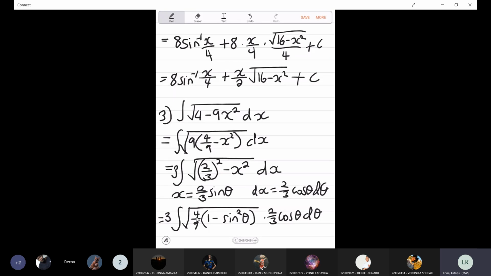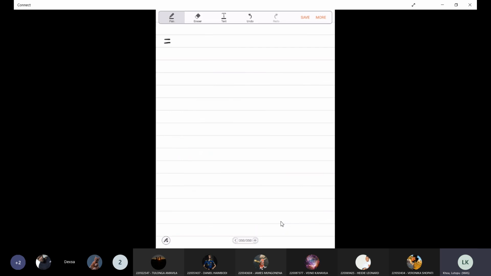So here square root of 4 over 9 is 2 over 3. The 2 over 3 will multiply with that 2 over 3. I'll end up with 4 over 9. And 1 minus sine squared theta is cos squared theta. The square root of that is just cos theta. So I have cos theta times cos theta, which is cos squared theta. So what I'm actually integrating is the 3 outside, and then I have 4 over 9 and cos squared theta d theta.